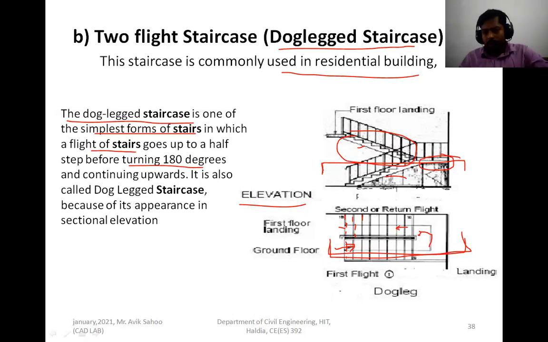So here the landing portion is present, which remains at the middle of the floor. After reaching the landing, you turn 180 degrees, and again you go up and reach the floor. So you see that 180 degree turn and continuing upward. It is also called a dog-legged staircase because of its appearance. Because of its appearance, the staircase has this name, dog-legged staircase, in sectional elevation.